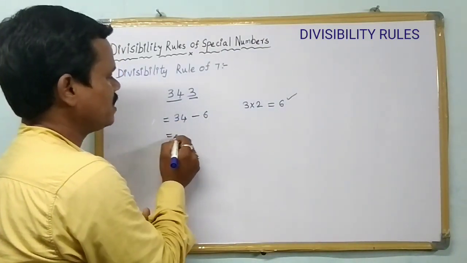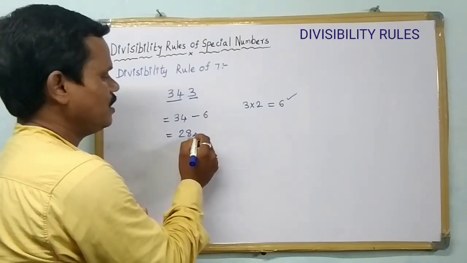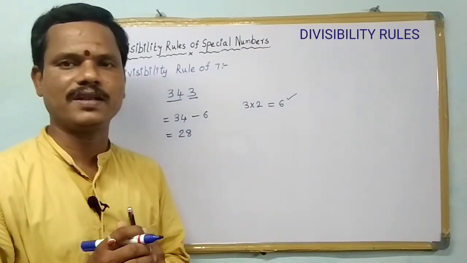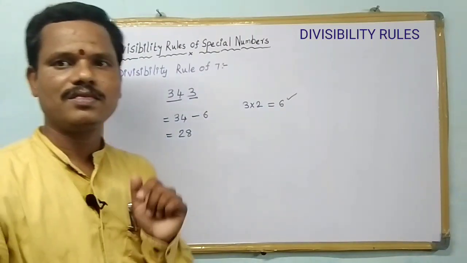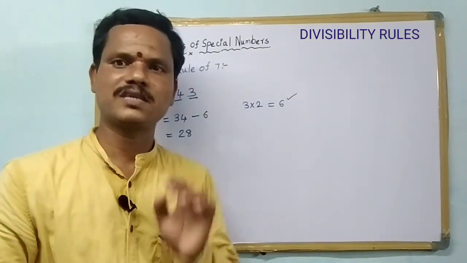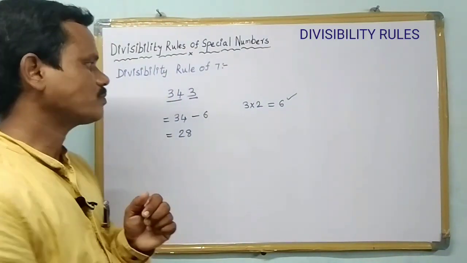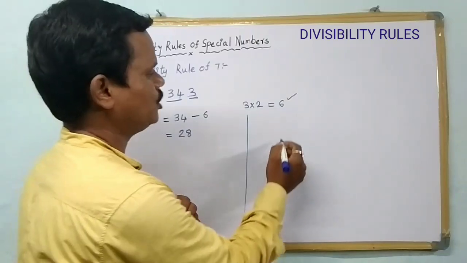Now, what is the resultant value? 28. Is 28 divisible by 7? Yes, 28 is divisible by 7. So the given number 343 is also divisible by 7. Now, I am taking another example: 1792.